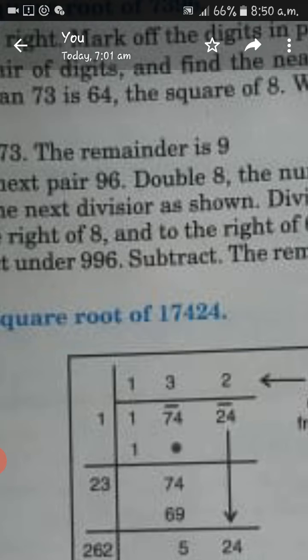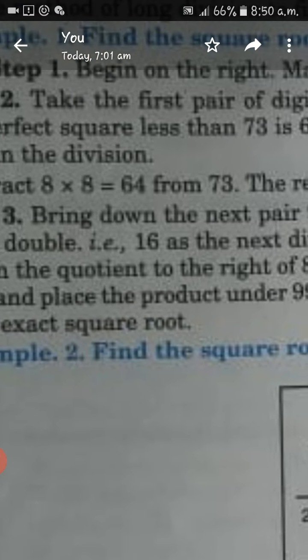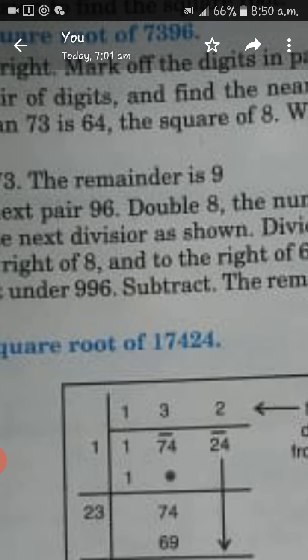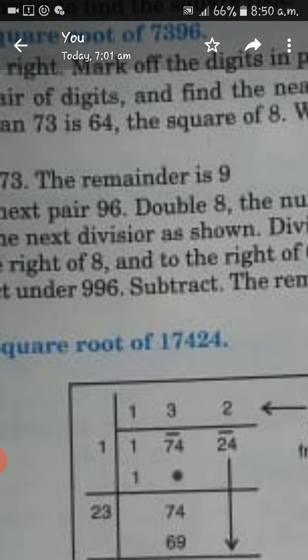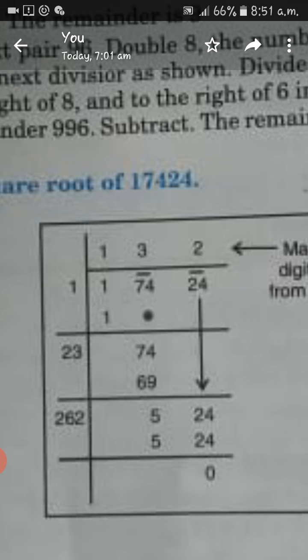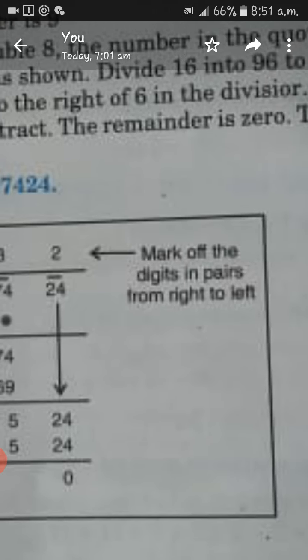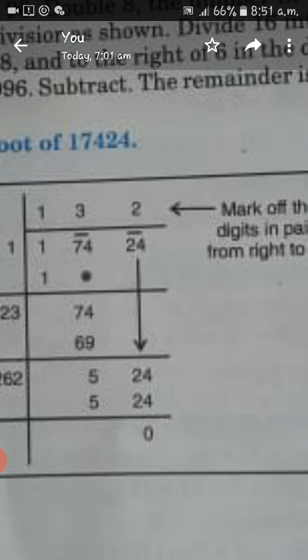Let us see, we have to find the square root of 17424. Since it is a large number, it is difficult to get its factors. So for large numbers, we apply the long division method instead of the prime factorization method. First we write the number 17424 and we make pairs from the right side: 24 is one pair, 74 is the second pair, and 1 remains single. It may be a pair or a single digit.